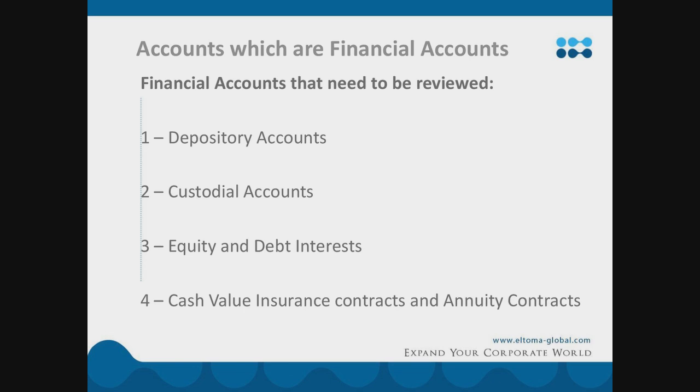holds financial assets. The third group of financial accounts that will be reviewed by the financial institutions is equity and debt interests, which include debt and equity interests and their equivalents, such as interest in partnership and trust. And the fourth group of financial accounts that will be reviewed is the cash value insurance contracts and annuity contracts, which include contracts such as insurance against mortality, morbidity, accident, liability, or property risk that has a cash value, and contracts where payments are made for a period of time determined in whole or in part by life expectancy.